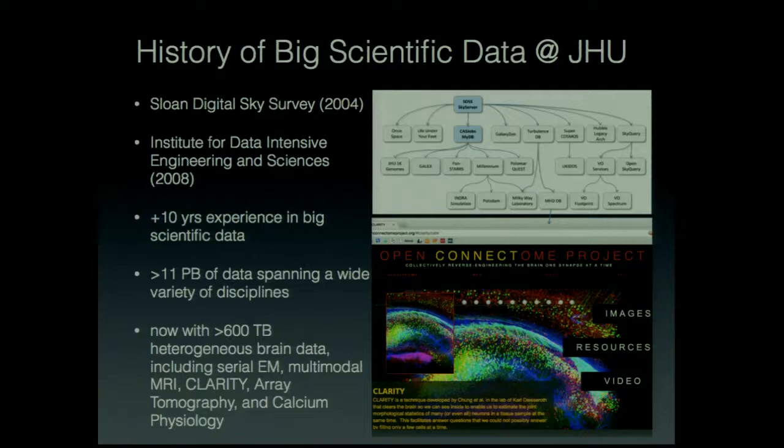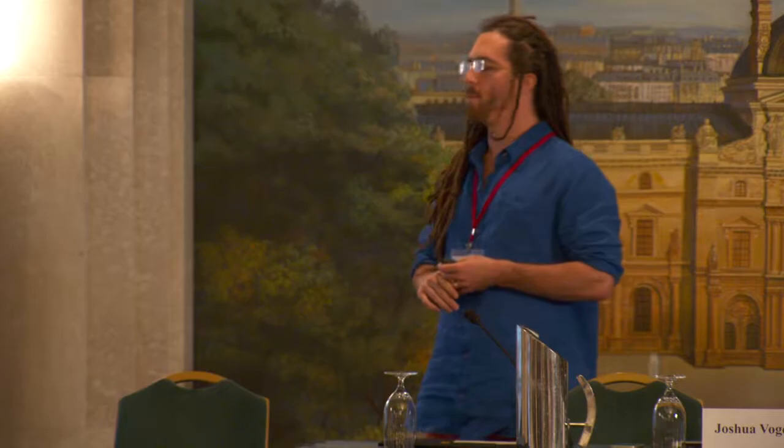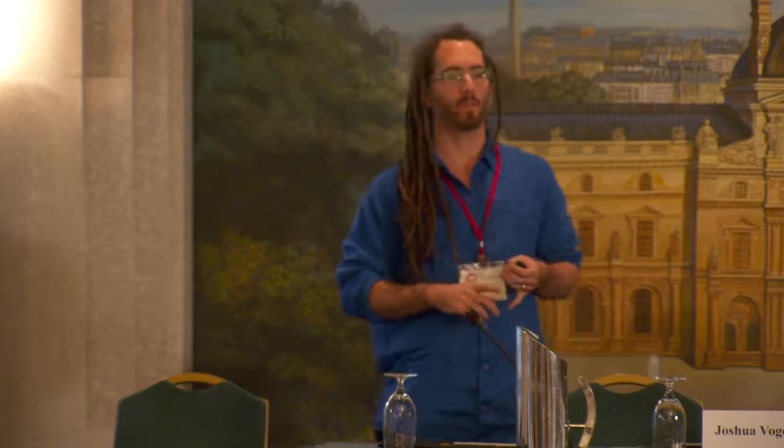Since then, Hopkins started the Institute for Data Intensive Engineering and Sciences. They have now over 11 petabytes of scientific data, including, since I got there, about 600 terabytes of heterogeneous brain data. This started with serial electron microscopy, and now includes a bunch of CLARITY data from Karl Deisseroth, array tomography data from Stephen Smith at Stanford, calcium physiology data, some of which from Jeremy and Misha, and multimodal MRI data.